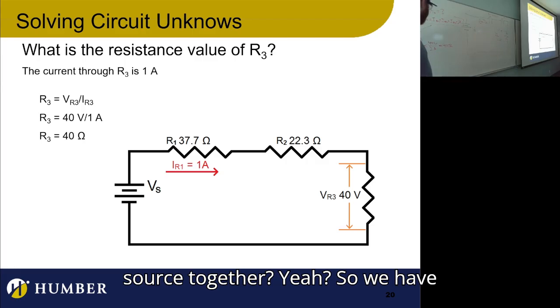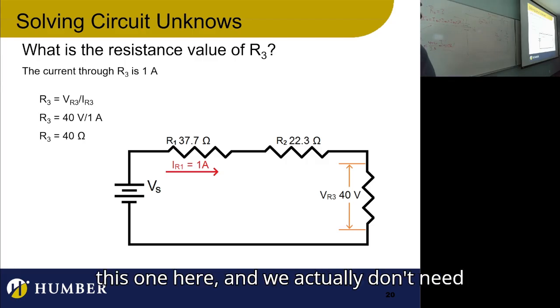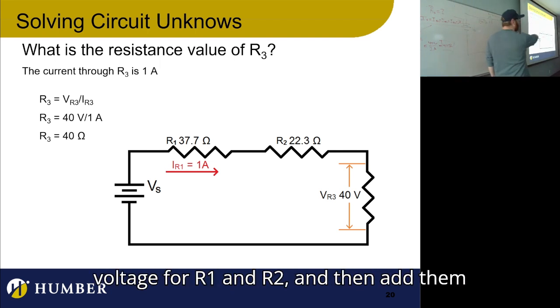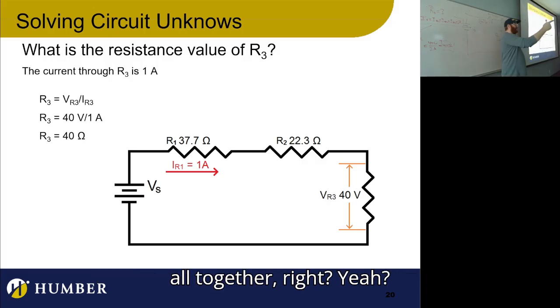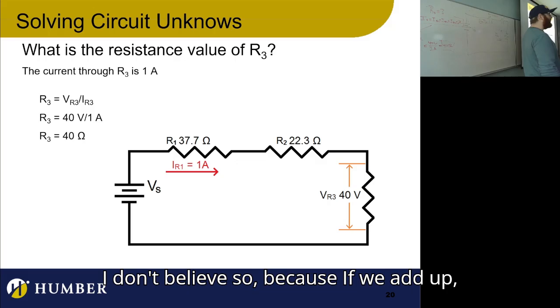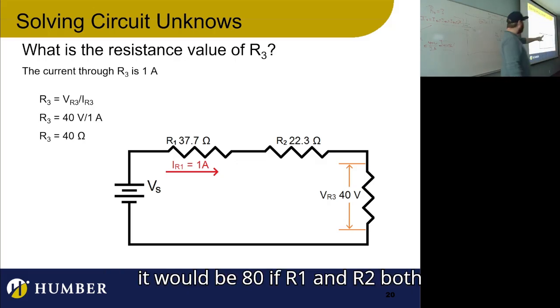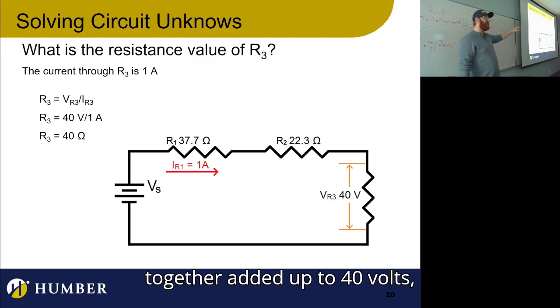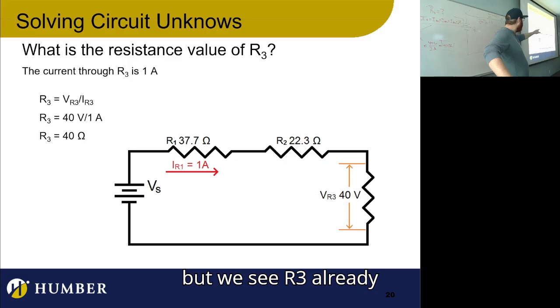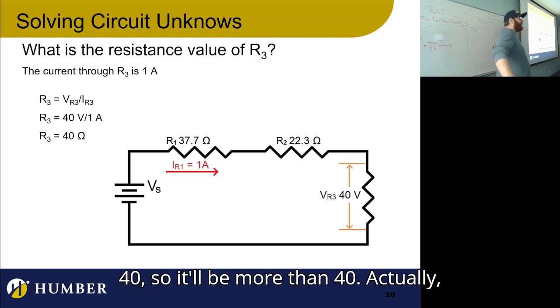So we have this one here, and we actually don't need this for figuring out the voltage source. What we need is to figure out the voltage for R1 and R2 and then add them all together, right? Wouldn't it just be 40? I mean, sorry, 80? I don't believe so, because it would be 80 if R1 and R2 together added up to 40 volts. But we see R3 already equals 40 ohms, and R1 and R2 don't add up to 40, so it'll be more than 40.